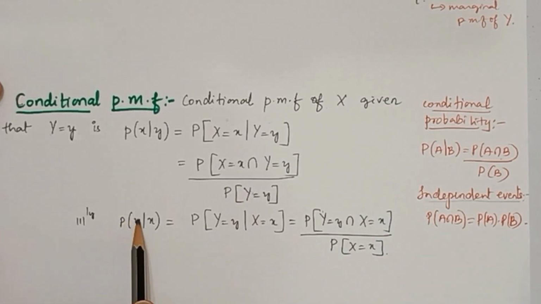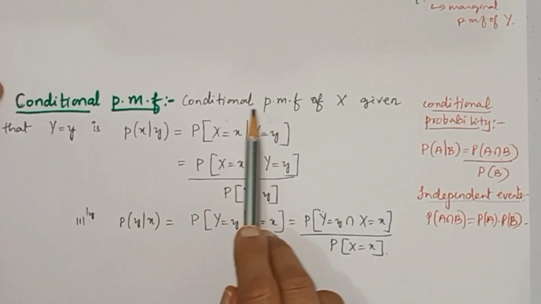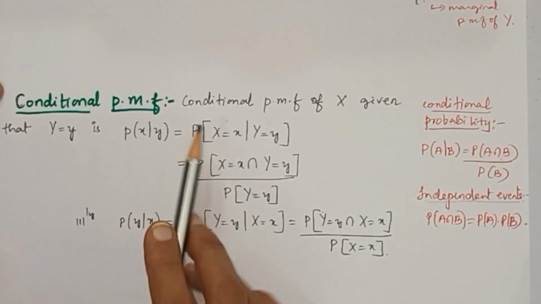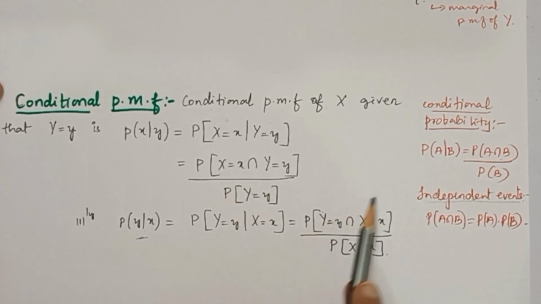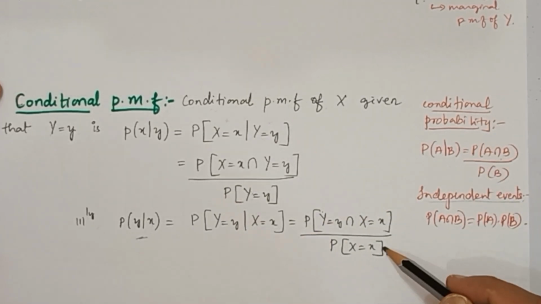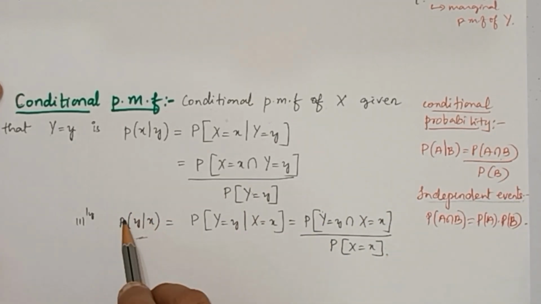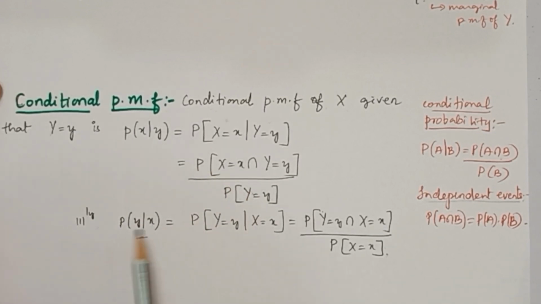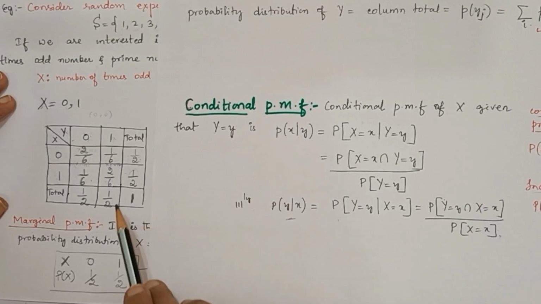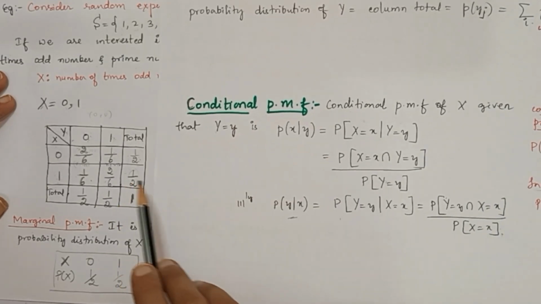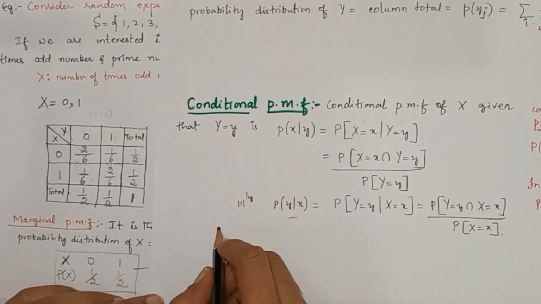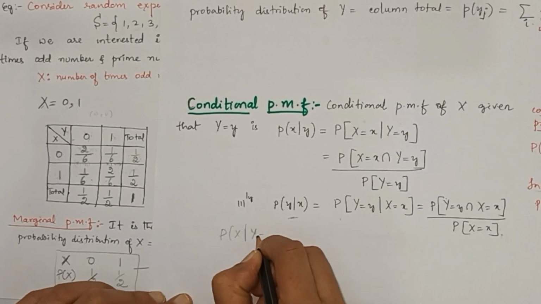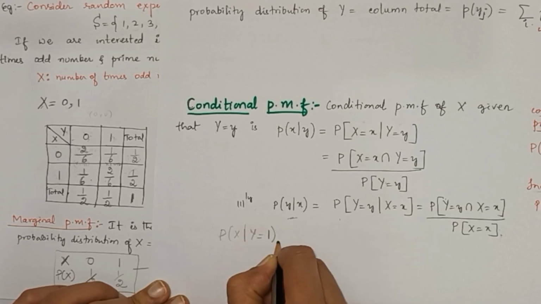Similarly, P of Y given that X has occurred, the conditional probability mass function of Y given that X equal to x, is this one. In the same way, apply the definition. So this function is called the conditional probability mass function of y given that x equal to x. Now see here, you have to find the conditional probability of x given that y equal to 1. Y equal to 1 you take.